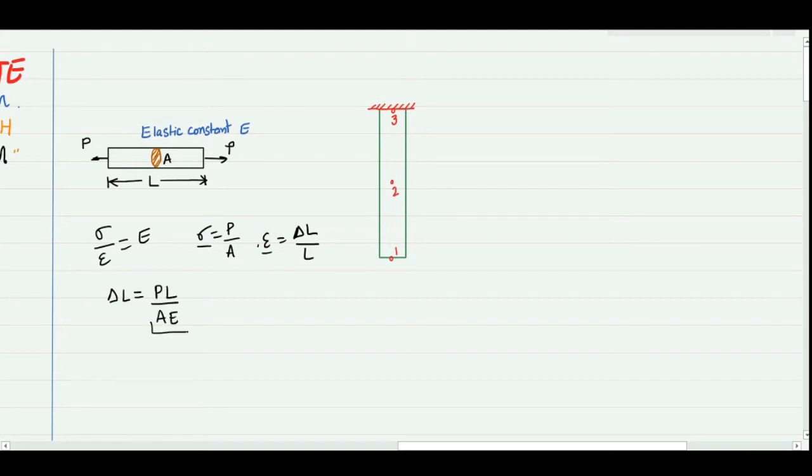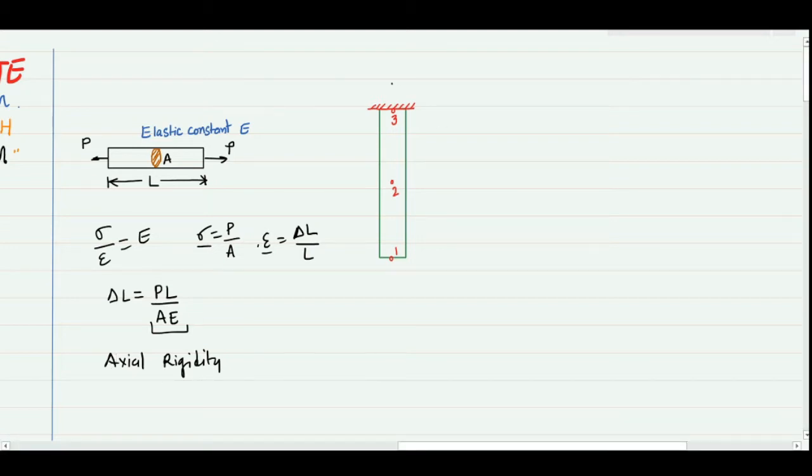In this formula, this AE is also known as axial rigidity. Please remember this. This is axial rigidity. Sometimes there is a question in the GATE examination for 1 mark, asking what is axial rigidity. Later on in other chapters, we are also going to cover the flexural rigidity and torsional rigidity.